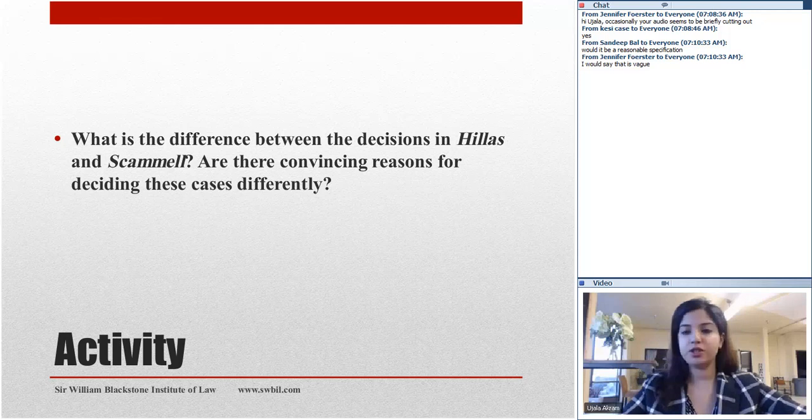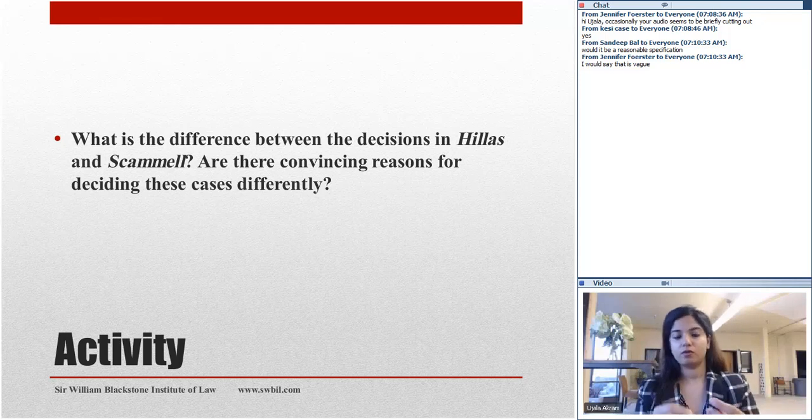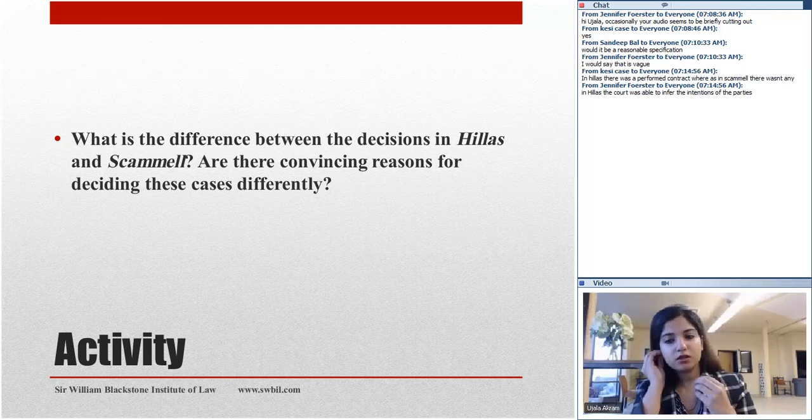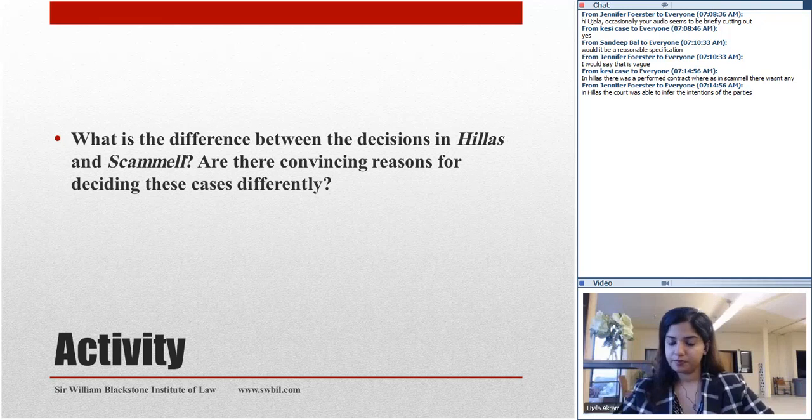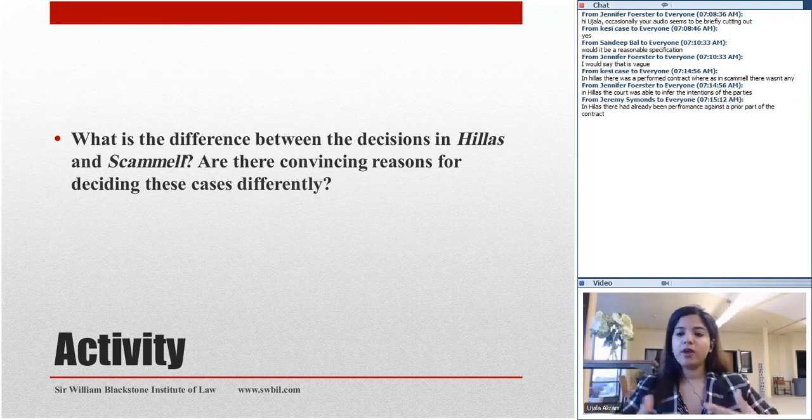So what would you say? Who would like to start first? I would need a volunteer to start. Okay, so Jennifer is saying that in Hillas, the court was able to infer the intentions of the parties. Okay, so why were they able to infer the intentions in this case and not in Scammell versus Outson?